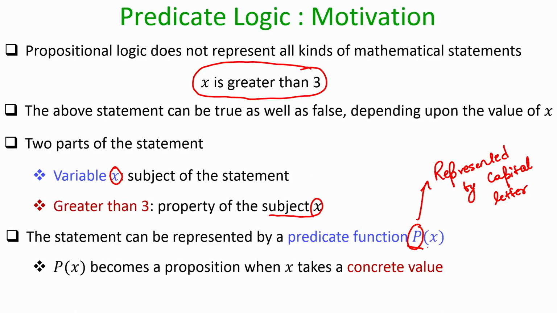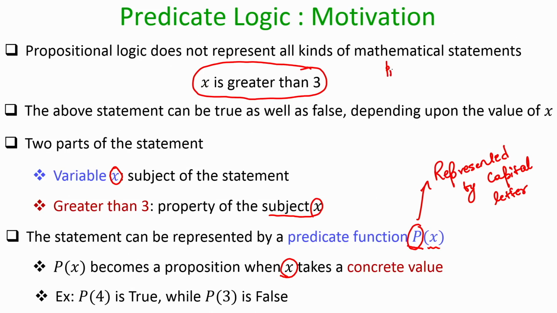So, this is a function of a variable x, where x can take any value, and P of x becomes a proposition when we assign a concrete value to x. For instance, if I assign the value 4 to x, then the proposition that I obtain is P1, which is 4 is greater than 3. The statement 4 is greater than 3 is indeed a proposition. It is a declarative statement and we know it is true. That means there is no ambiguity about the truth status of P1.